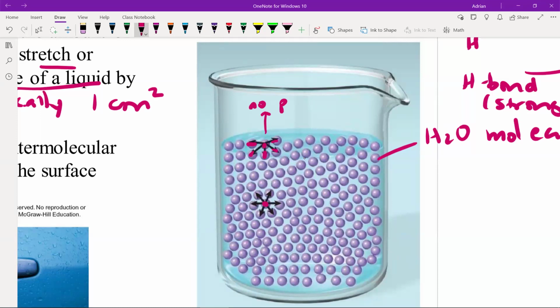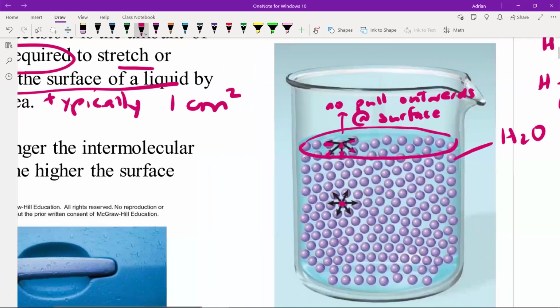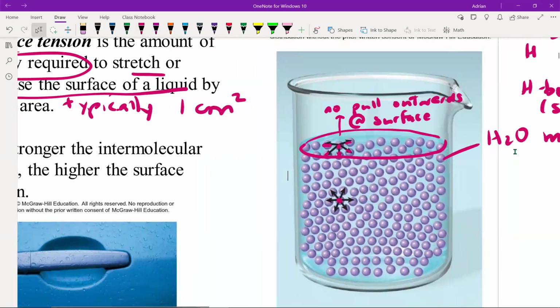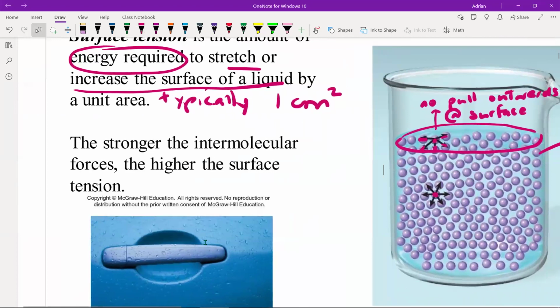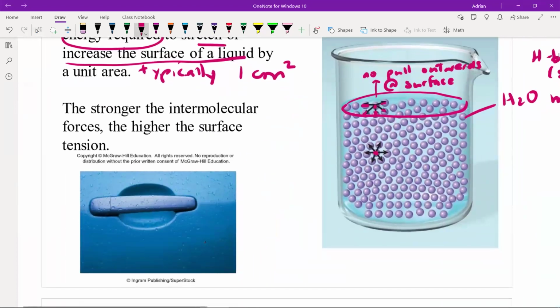So there is no pull outwards at the surface, right? Because there aren't any water molecules above it. So this causes a tightening of these surface water molecules over here, kind of like an elastic film. And there are several ramifications of this. It causes, for example, if you wash a car and then it rains, you typically see that the water kind of beads up.